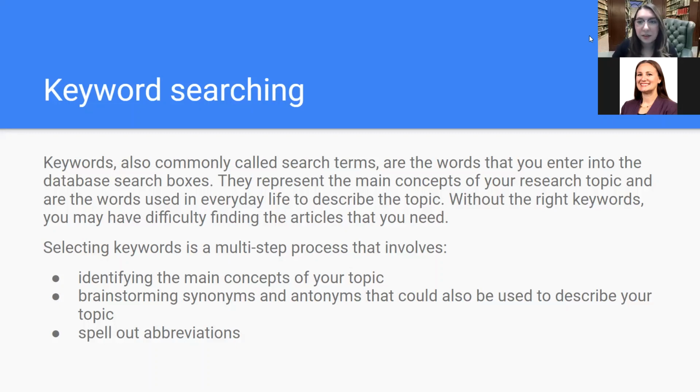Selecting the correct keywords involves a multi-step process where you identify the main concept of your topic, brainstorm synonyms and antonyms that could be used, and also spell out any abbreviations. Sometimes when people are searching for workers' comp information, they don't know that to yield the most results, you should probably spell out workers' compensation versus just leaving it as workers' comp. Many sources, like secondary sources, are not going to limit it to workers' comp. It gives you more results if you spell out compensation.